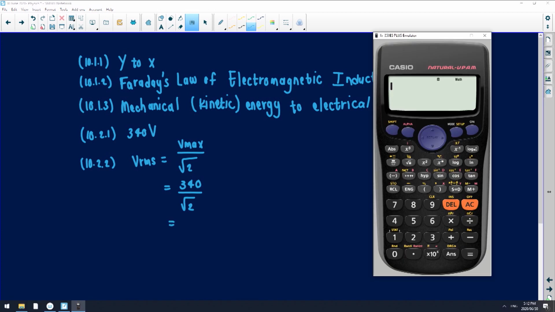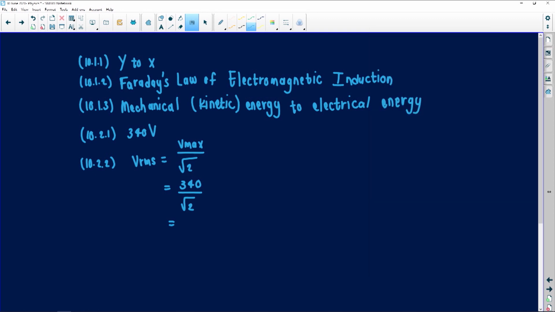Let's see what we're going to get. I do it exactly the same on my calculator, 340 over the square root of 2. And then I get 240. I'm going to round it off to 2 decimal places, which means the 6 will round off the 1 and make that a 2. Remember, from 5 going up, it'll then round it off. So I'm going to get 240,42. Remember, when we're talking about VRMS, we're talking about volts. So that is then again a capital V.